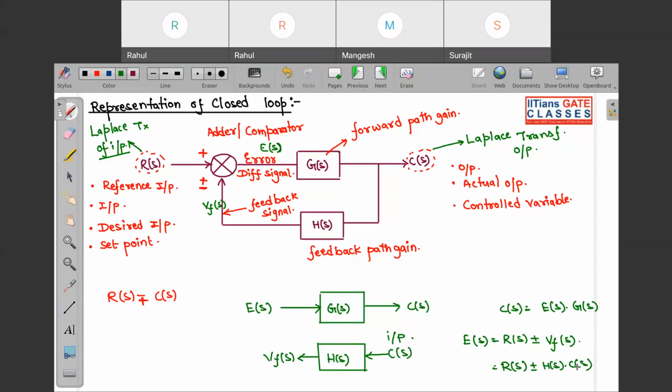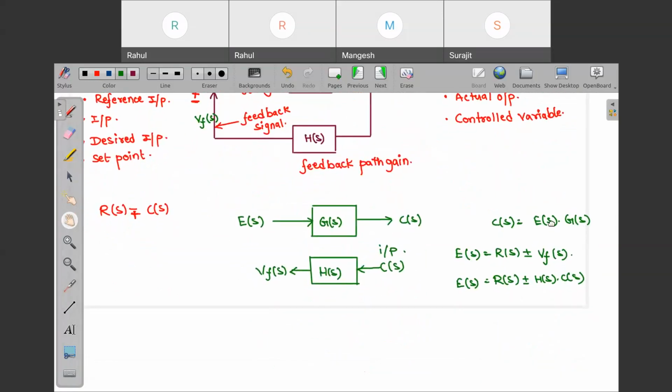Okay, H of S into C of S. So this is E of S. Now, simply what you can do, you can substitute E of S as C(s)/G(s). So substitute that over here: C(s)/G(s) is equal to R(s) plus minus H(s) into C(s).